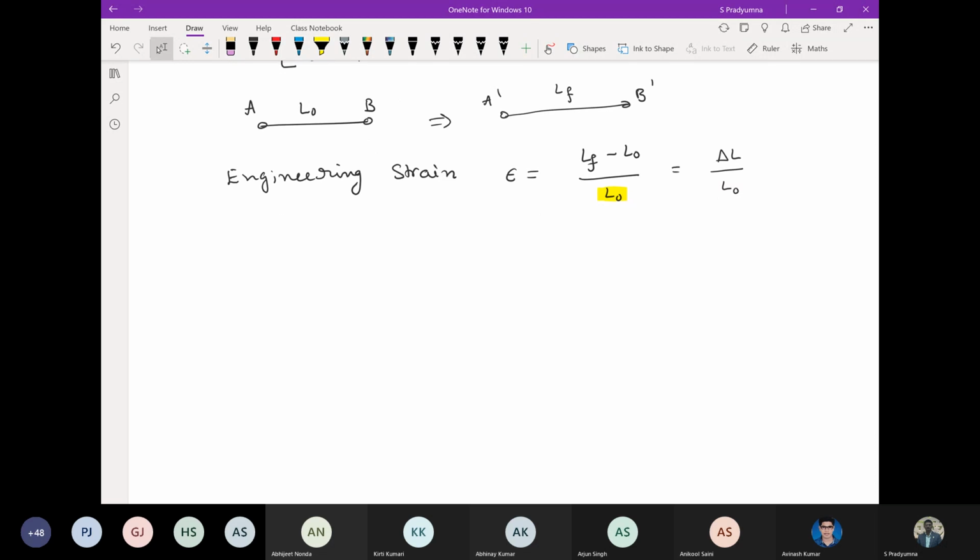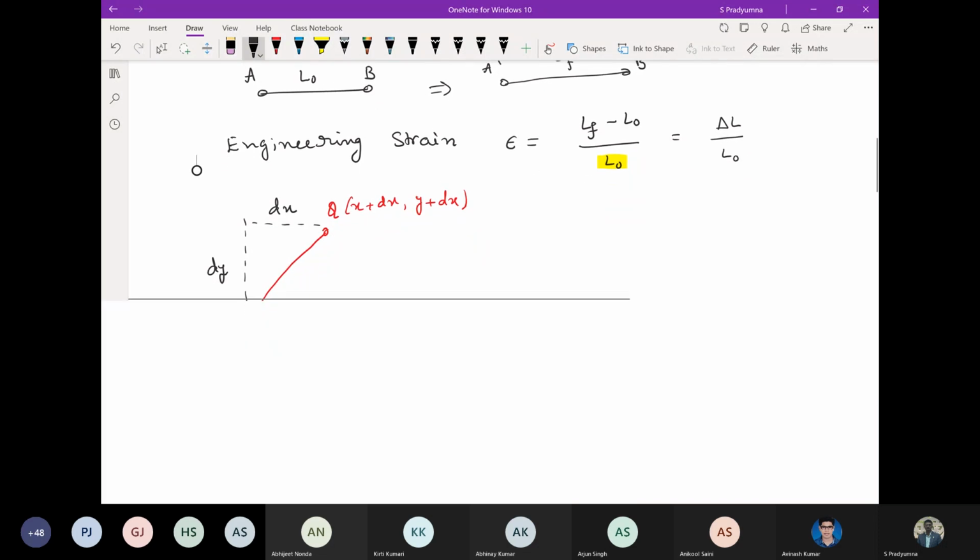Now let's say I have one line like this. I call this P and this Q. P has coordinates x comma y, and Q has x plus dx comma y plus dy. Let's construct this: this is dy and this is dx, and this length I call ds.